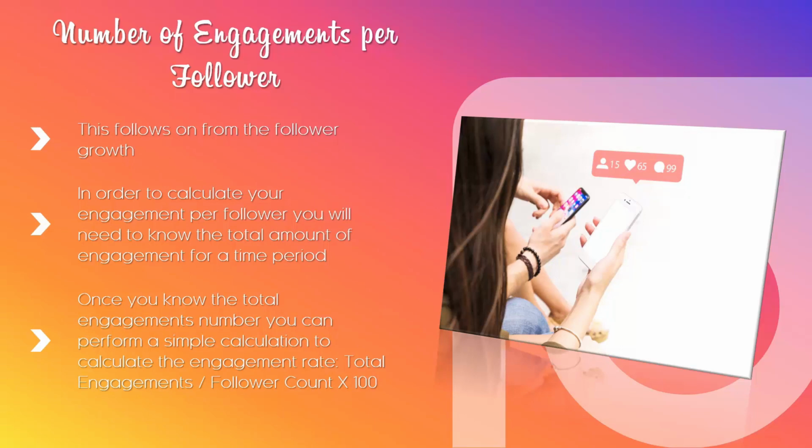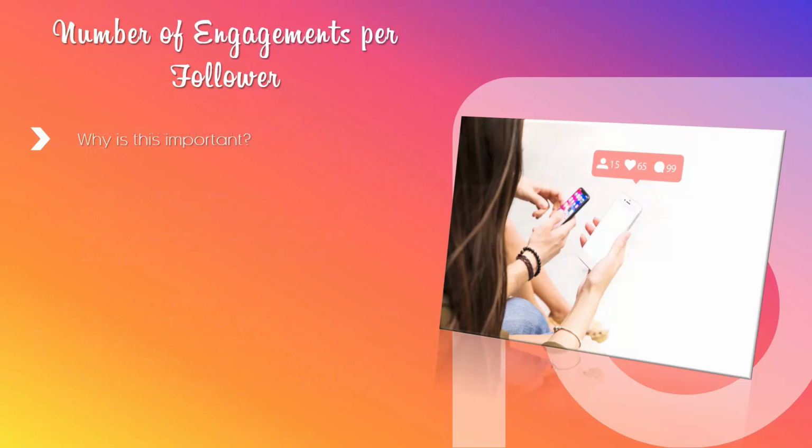Total engagements divided by follower count times 100. This is the total engagements divided by the follower count times 100 to give you a percentage figure. You will need to perform this calculation over a period of time to see whether your engagement per follower is improving or not. You can measure this for a specific post or ad as well. Why is this important? Because 70% of posts made on Instagram are never seen by users. Having millions of followers will be irrelevant if none of them are seeing and interacting with your posts.